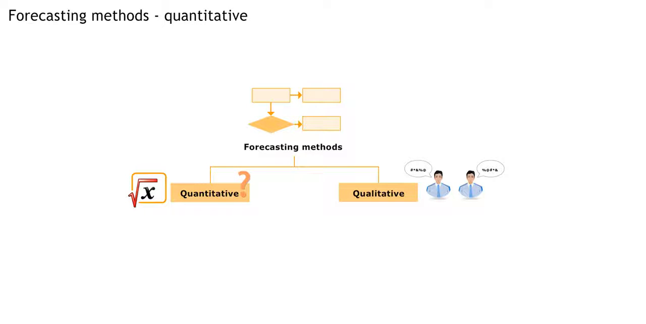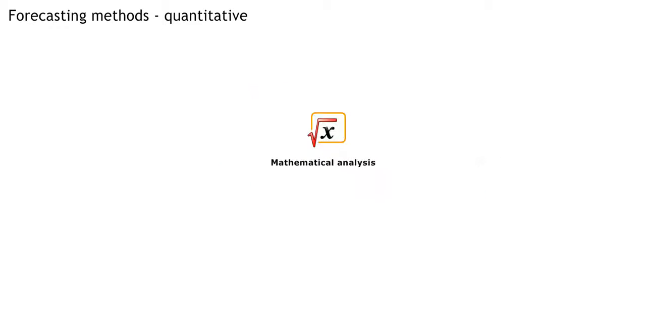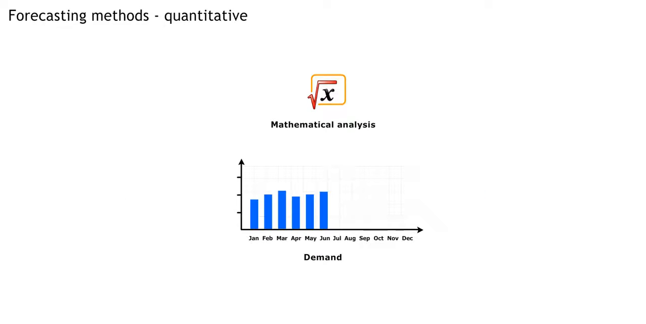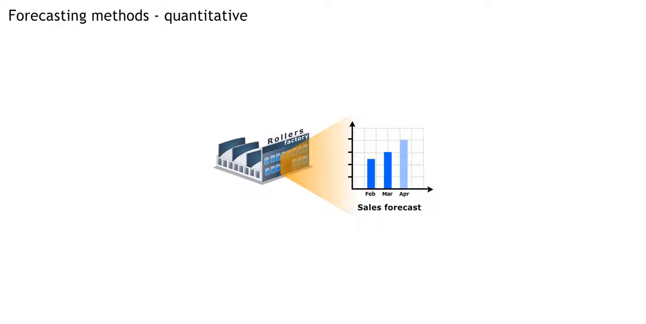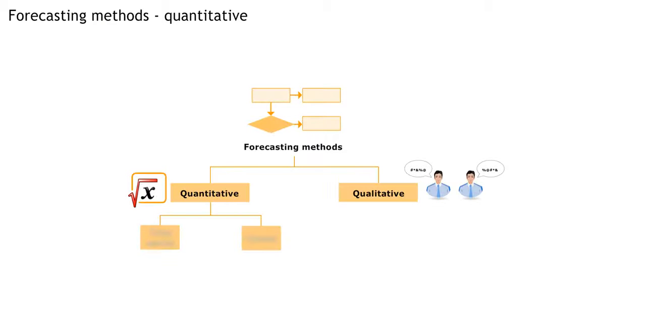How do quantitative methods work? They use mathematical analysis to find patterns in past demand, which they use to forecast future demand. It's like when we see bicycle sales increase a lot each April. We forecast that demand will increase by the same amount this coming April. One type of quantitative method is time series methods.